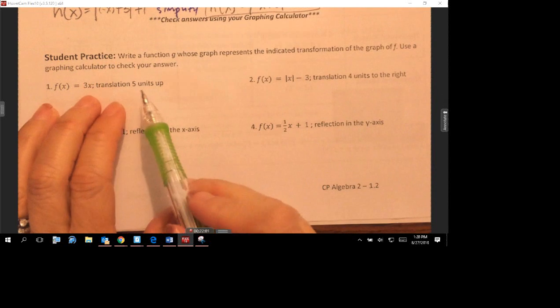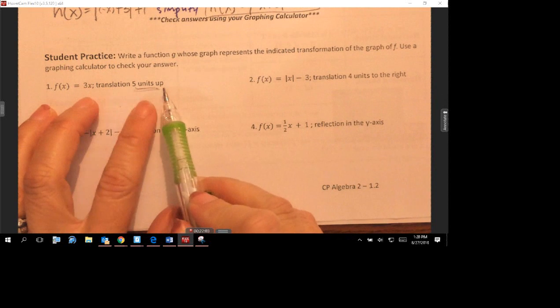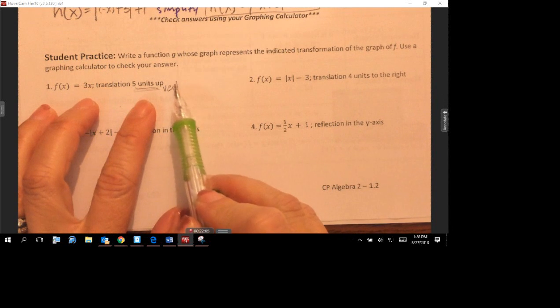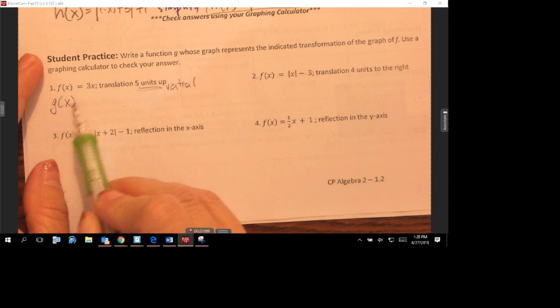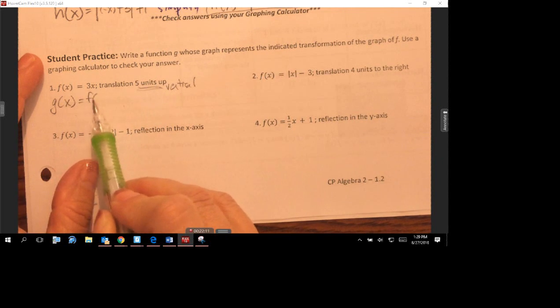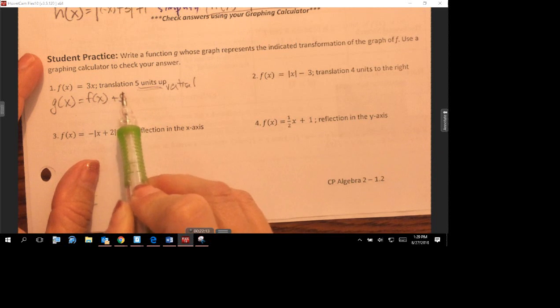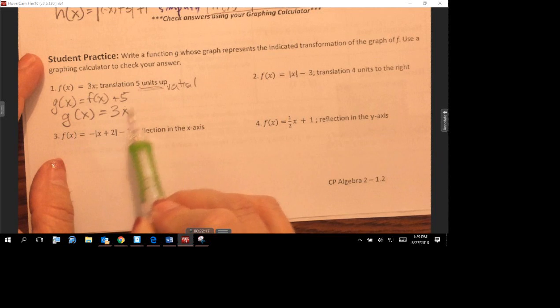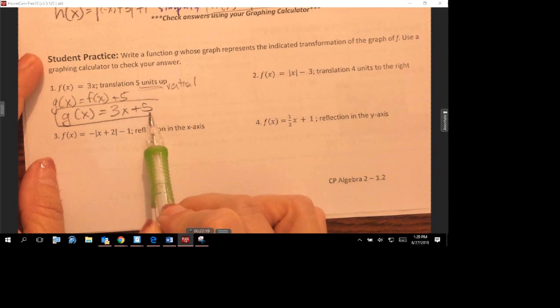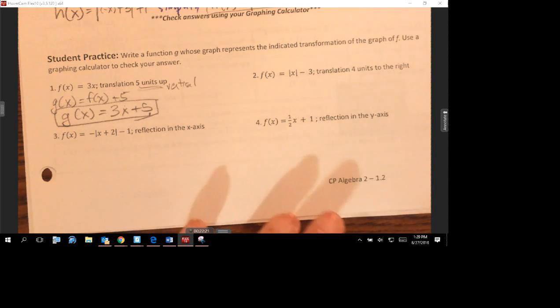So the very first one, you decide that this is translate up, which means vertical, which is on the outside. So my g of x is going to be the function plus 5. So my g of x will be 3x plus 5. Just adding 5 onto the outside of the function.